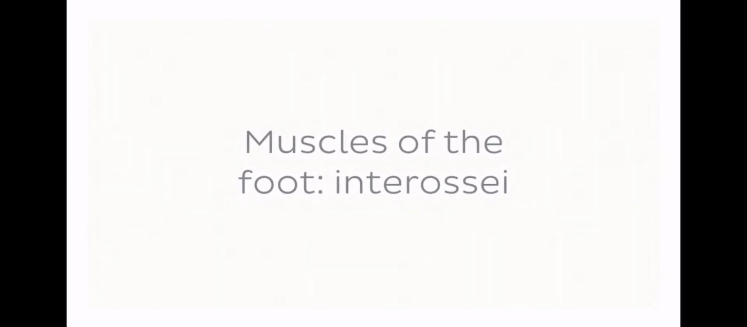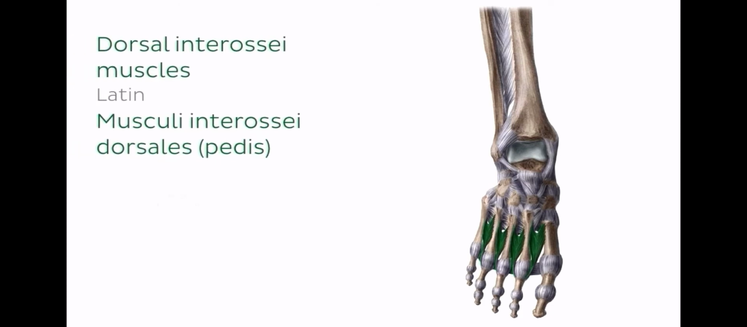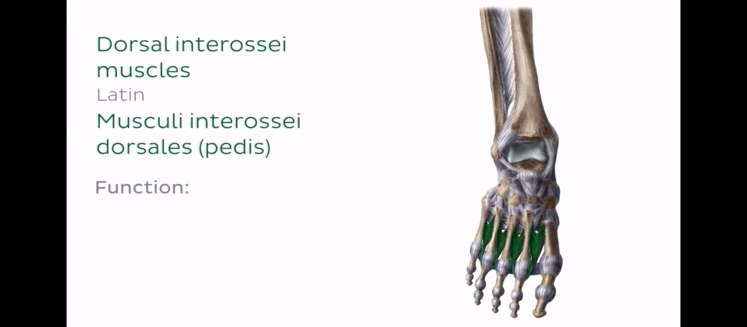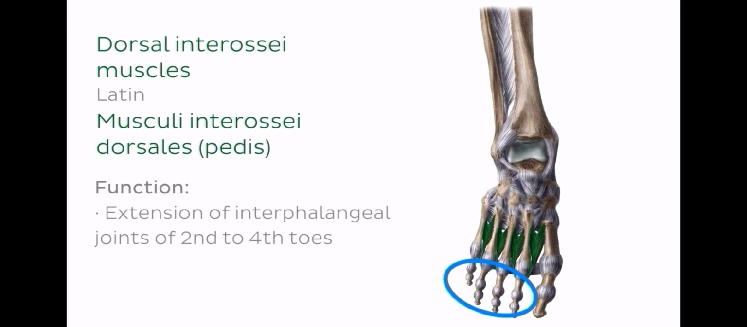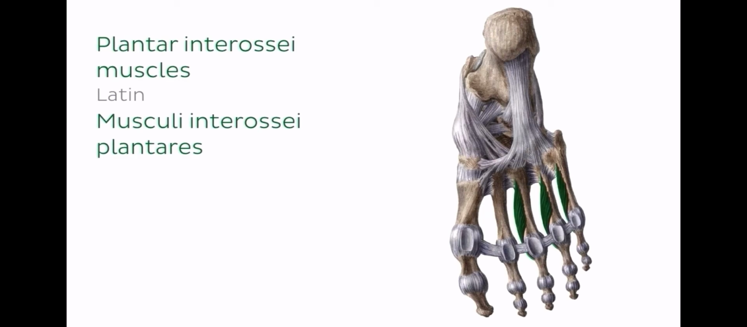Okay, the last group that we want to talk about in this tutorial are the interossei muscles. And there are plantar and dorsal interossei muscles, so we're going to talk about both of them in this section. And of course, let's begin with the dorsal interossei muscles, which are found on the dorsal aspect of the foot. And of course, we're looking at the right foot from a superior view looking downwards onto the dorsum. We can see that they're involved with the flexion of the metatarsophalangeal joints of the second to fourth toes, as well as the extension of interphalangeal joints of the second to fourth toes, as well as the abduction of the third and fourth toes.